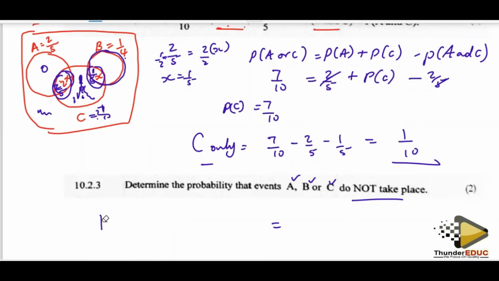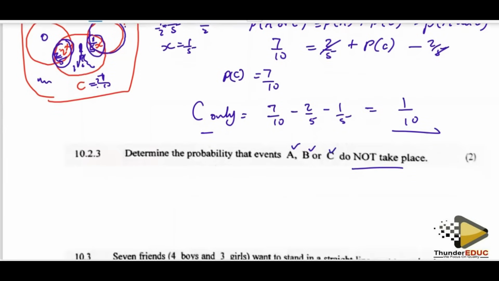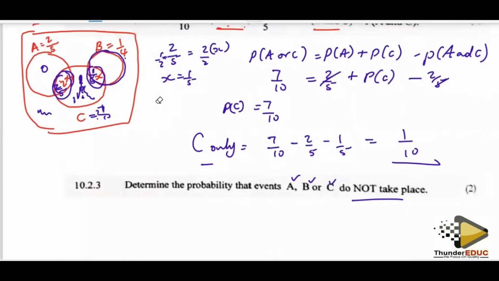Okay. A, B, or C do not take place. Okay, this is 1 over 5. So I'm taking the whole of 1 over 4 out, so I don't need to find that. In my double counting, okay, then what if I take 1 minus 7 over 10? No, it's my mistake. It's my mistake. Sorry, I should have added.